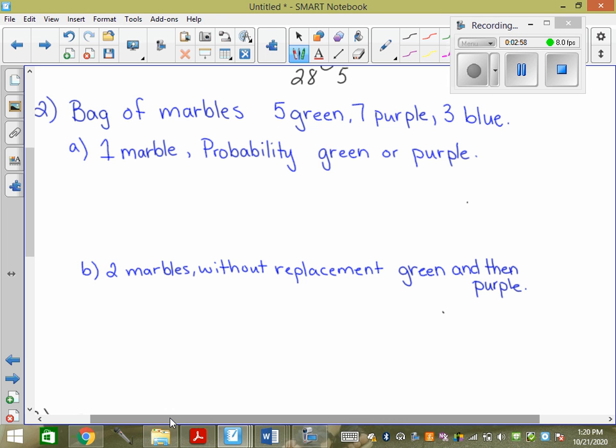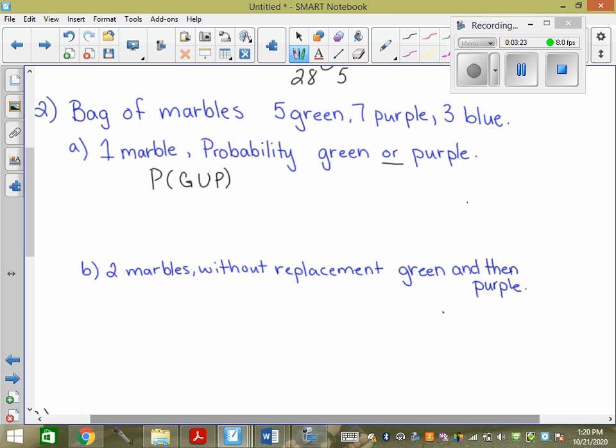People will call me over and they'll say, did you replace the marble? There's only 1 marble. It's with or without replacement when you take out a marble and then take out another marble, right? You have to take out 2 in order to decide if you replace the first one or not. So that's not a question here. This one has the word or. So I'm going to do probability of green or purple.